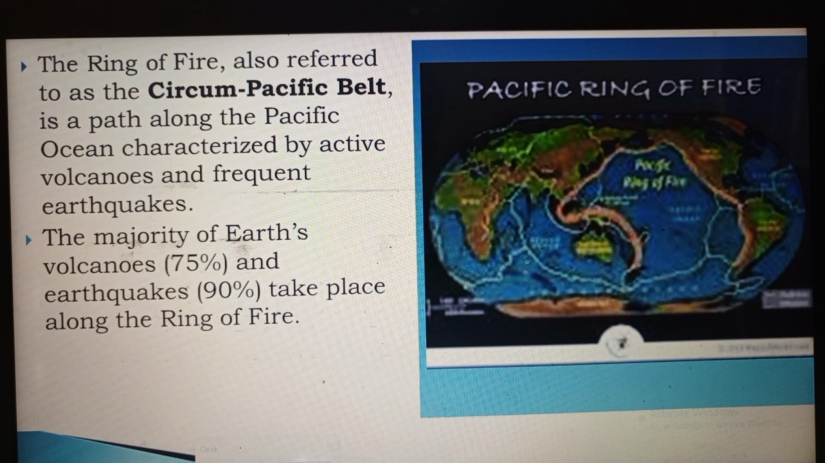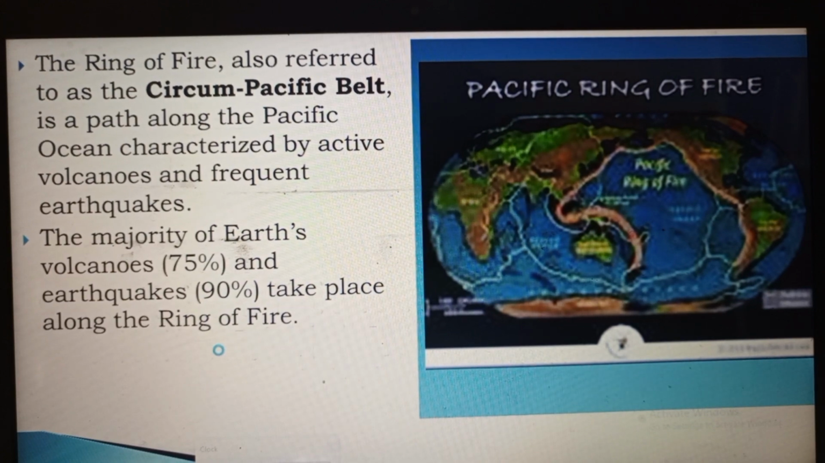So around the Pacific Ring of Fire, there are 75% of volcanoes and 90% of earthquakes that take place around the Pacific Ring of Fire.